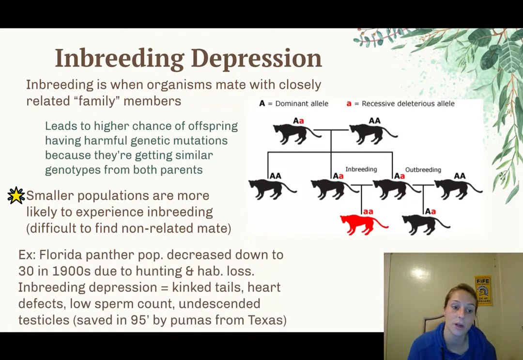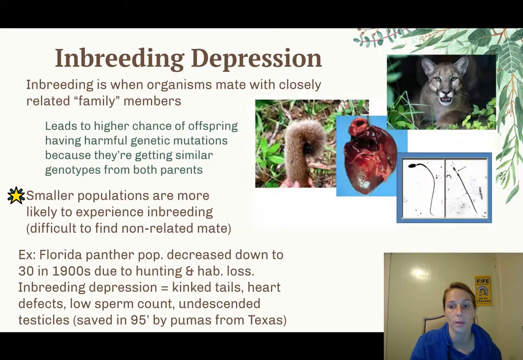Now, we actually saw this occur with a Florida panther. The Florida panther, their population decreased down to only 30 individuals in the 1900s because of hunting and habitat loss. And because they only had 30 individuals in their population, this led to inbreeding depression. So they ended up having traits like a kinked tail or heart defects or low sperm count or issues with their reproductive system. And so the low genetic diversity ended up leading to harmful genetic mutations.